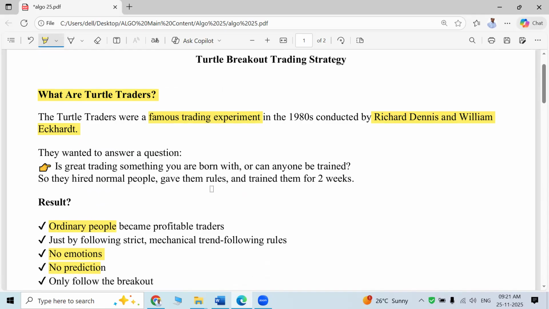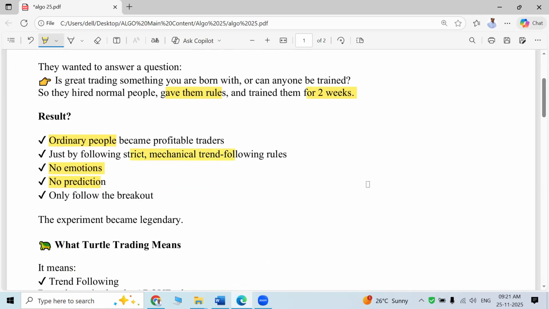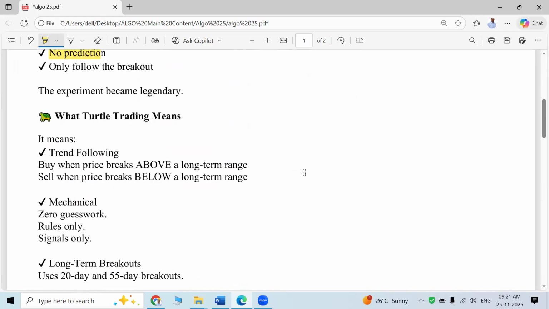So they just found a simple strategy, and they asked 20, or we can say 50, ordinary people to trade with the rules for 2 weeks. And you'd be surprised to know that these ordinary people became profitable traders just by following a mechanical rule which had been set by the company. So turtle means just follow the rule.